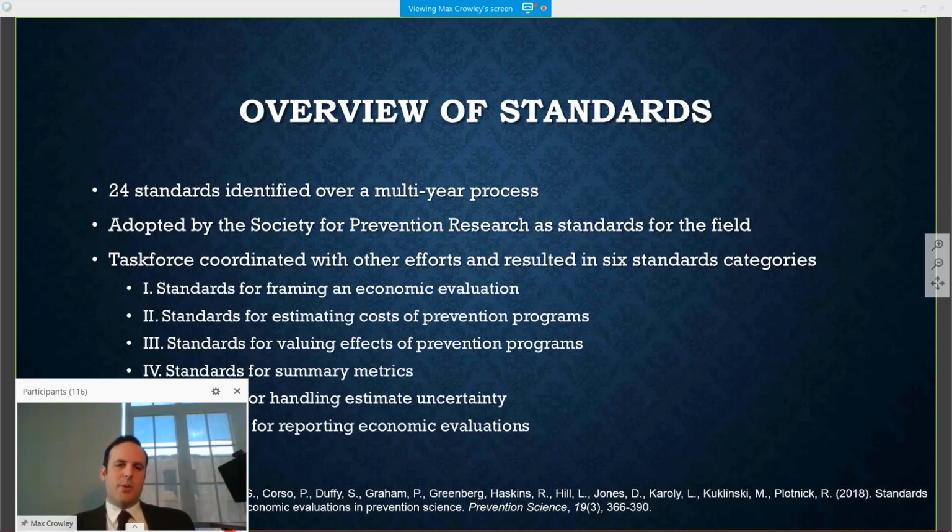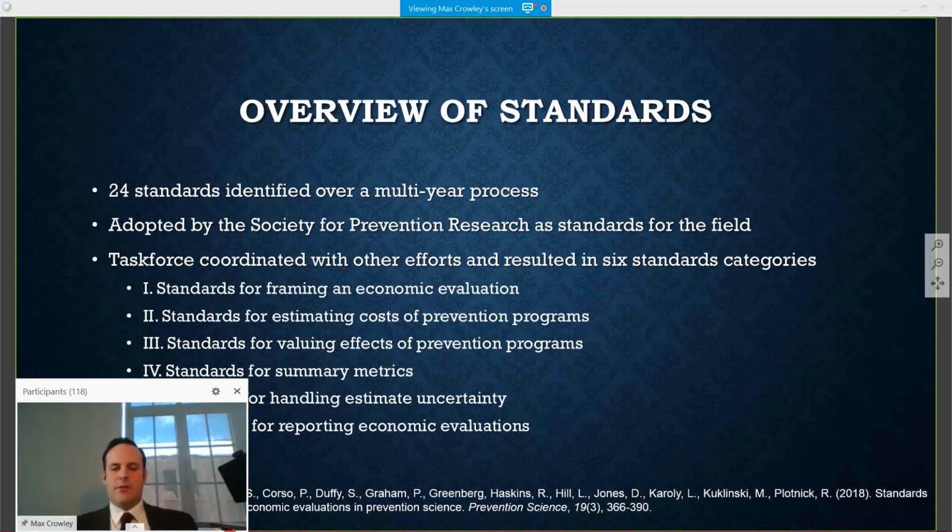So this Society for Prevention Research consensus effort resulted in 24 standards that were identified, as I said, over a multi-year process. They were adopted unanimously by the Board of Directors for the Society for Prevention Research as standards for the field of prevention science, and both the journal of the same name as well as other groups have increasingly been adopting and implementing examples of implementation of these standards.